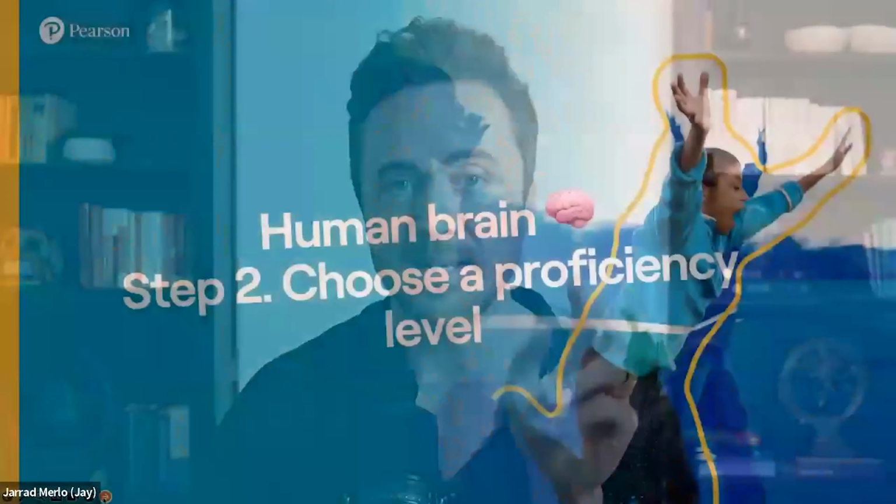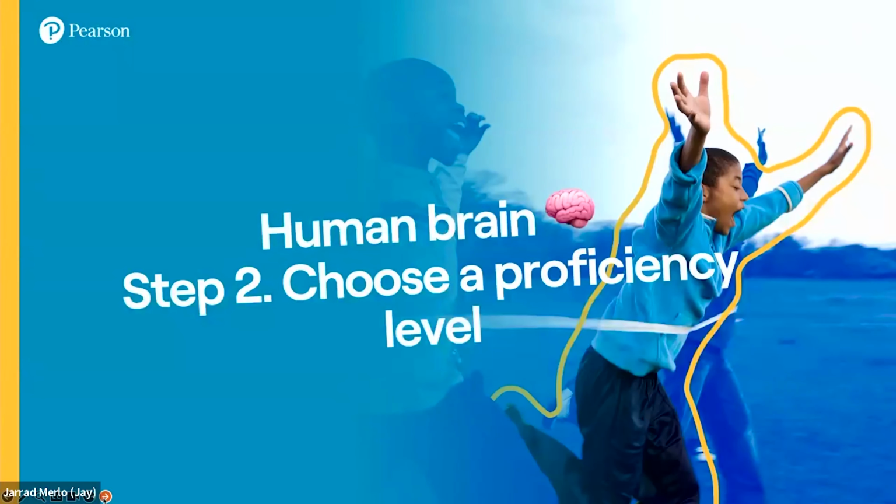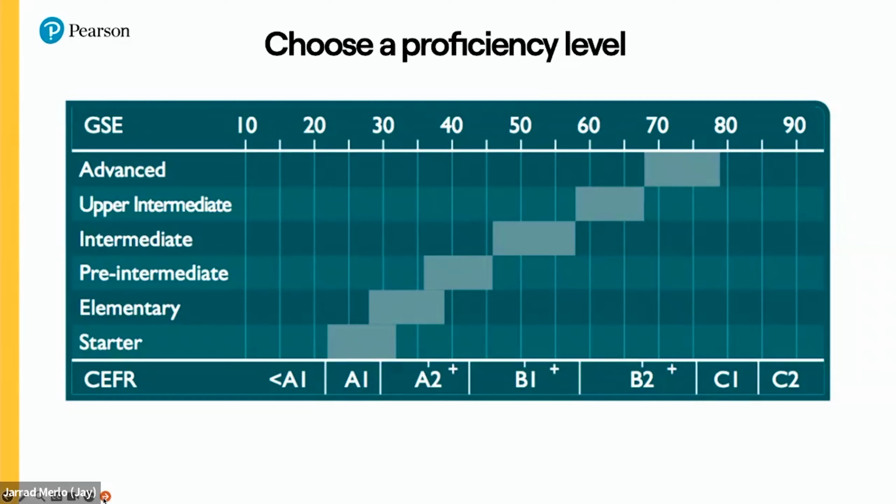Now we move to step 2 with our human brain. We're going to choose a proficiency level. So you've probably seen something like this before, and you're probably well aware of the levels of the students that you teach in your class. But we want to be very precise in the proficiency level that we choose, right? What we're going to do together today is focus on A2 or the GCSE 30 to 36. And you can also call these students elementary level students. So that's what we're going to do today.